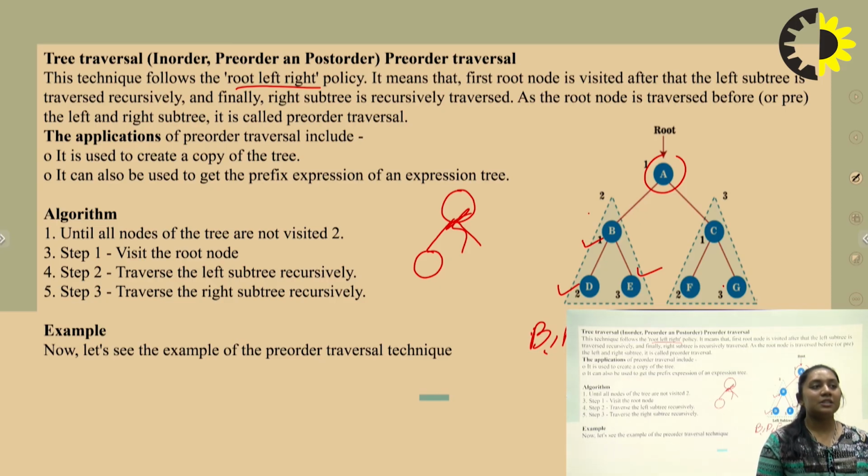The applications are creation of a tree and making a copy of the tree, and it can be used for prefix expressions. So the order of this expression must be A, and after that all these data structures can be represented.